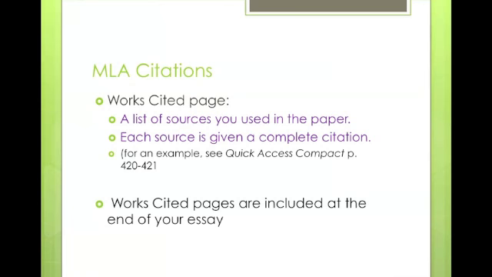A works cited page is the list of sources you've used in your paper. It lists every single source you've used. And each source is given a complete citation, and I'm going to explain what that means later in this video, but for an example, you can look at your Quick Access Compact textbook. One note is that the works cited page is included at the end of your essay. It is the very last page of your essay.